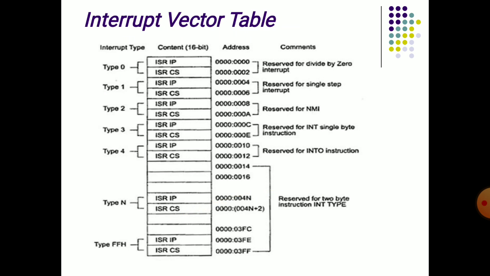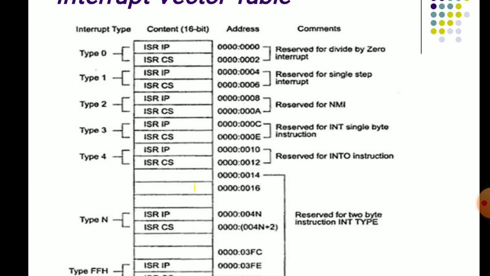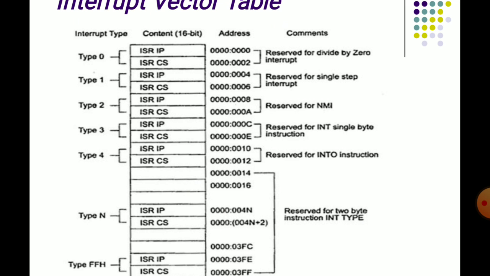Now I am going to explain the dedicated interrupts using the interrupt vector table. Here type 0, type 1, type 2, type 3, type 4: these five interrupts are dedicated interrupts, right? The first, type 0 interrupt, is the divide by 0 interrupt.